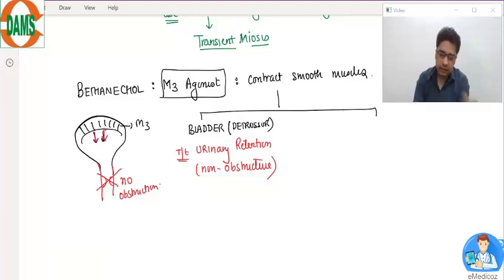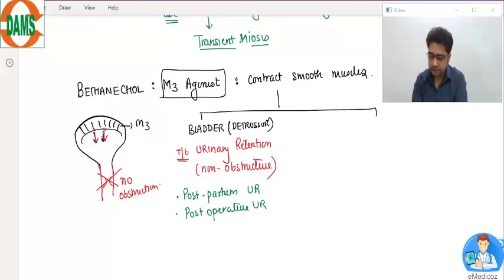Let's write certain examples. The first cause you can write is postpartum urinary retention. Second, postoperative urinary retention. Because in these conditions, the tone of the detrusor muscle is lost. There is atony, or you will write atonic bladder. There is loss of tone of detrusor muscle. Detrusor muscles are paralyzed. So they are used here.